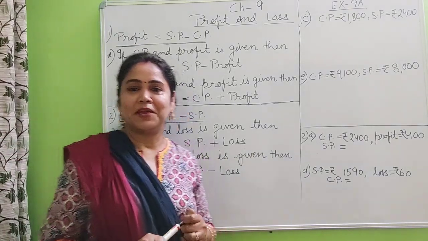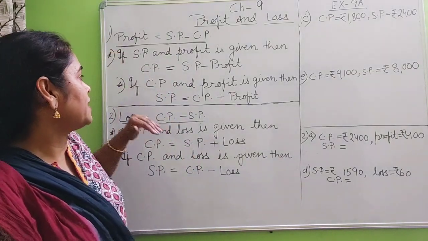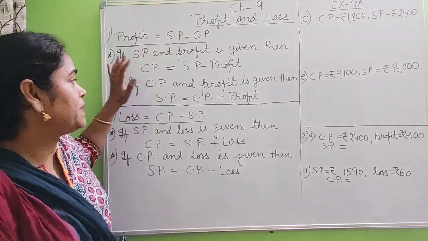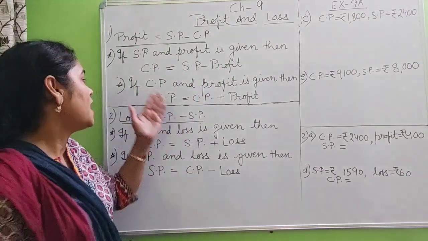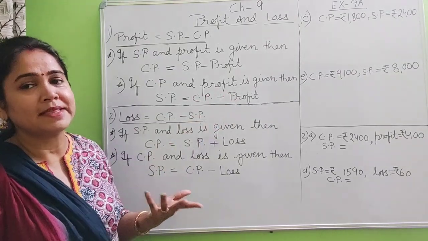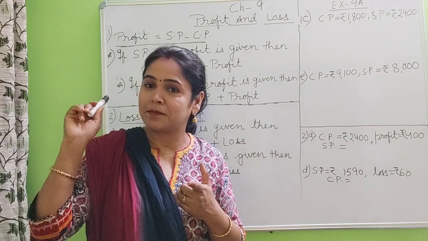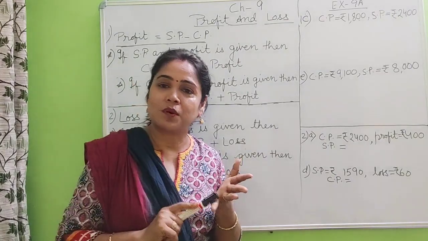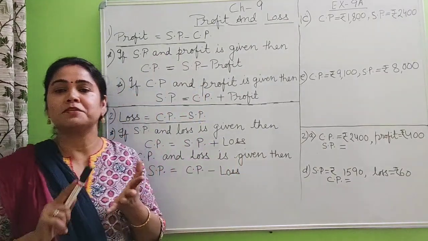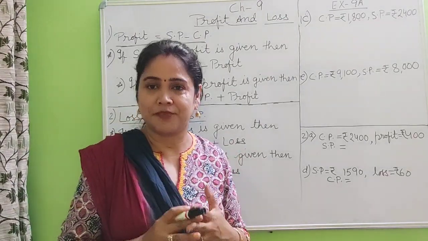Today I will explain more topics of profit and loss, that is, how we will find CP if SP and profit are given, and how we will find SP if CP and profit are given. But before this, I have explained everything in my previous video: what is cost price, what is selling price, what is profit, what is loss. All these terms you have to understand first.